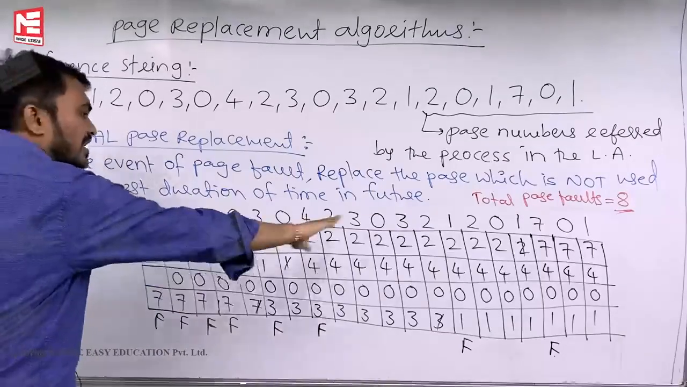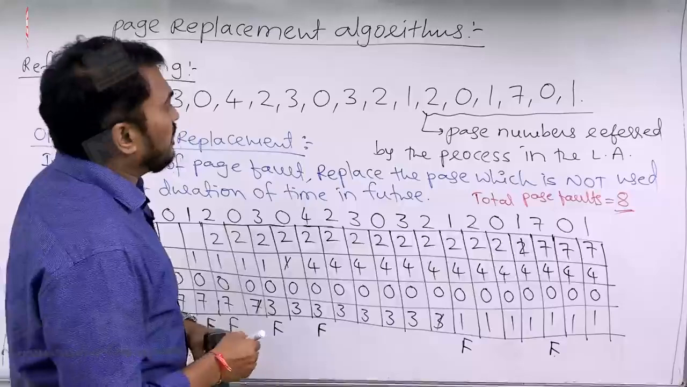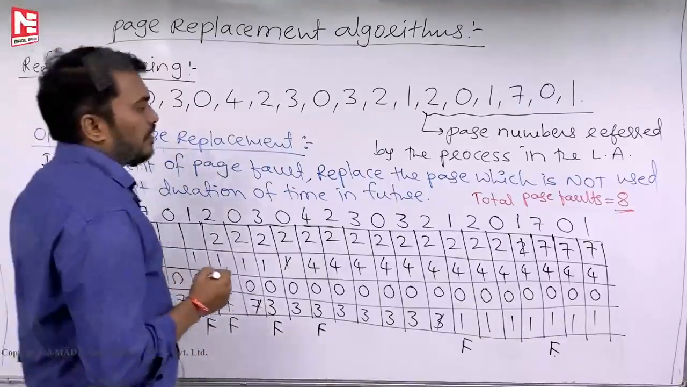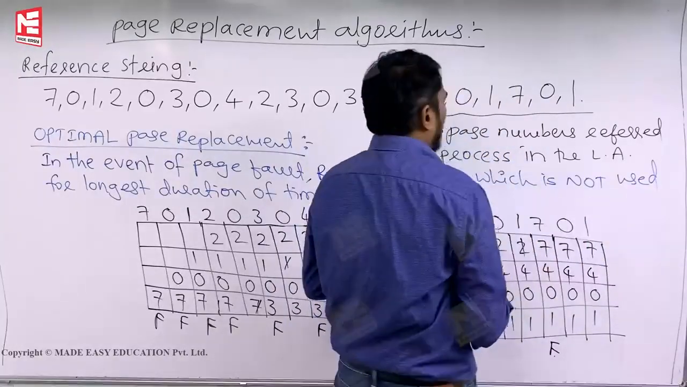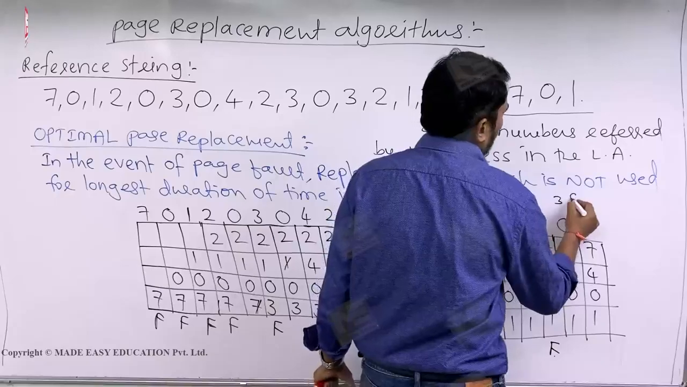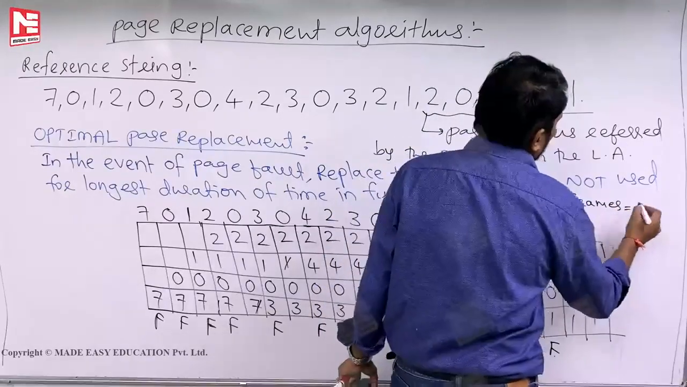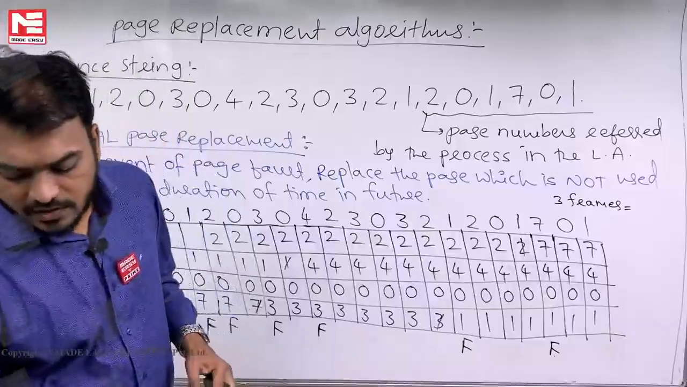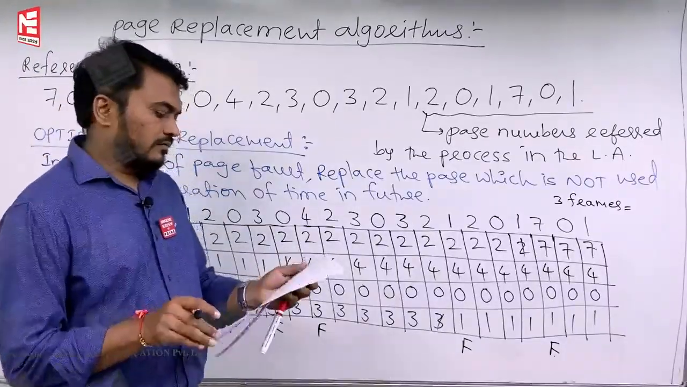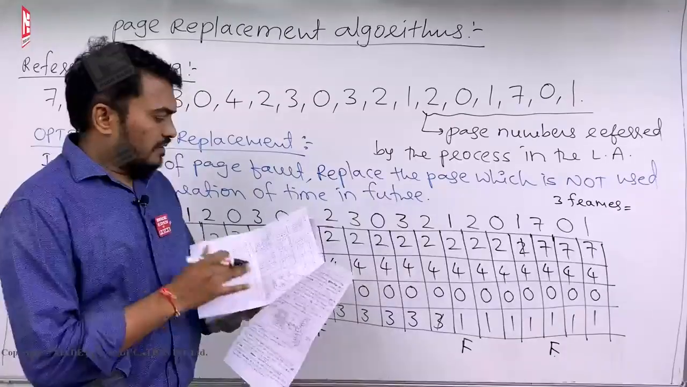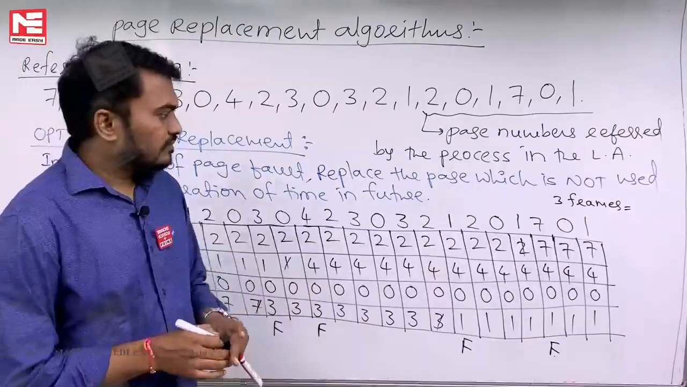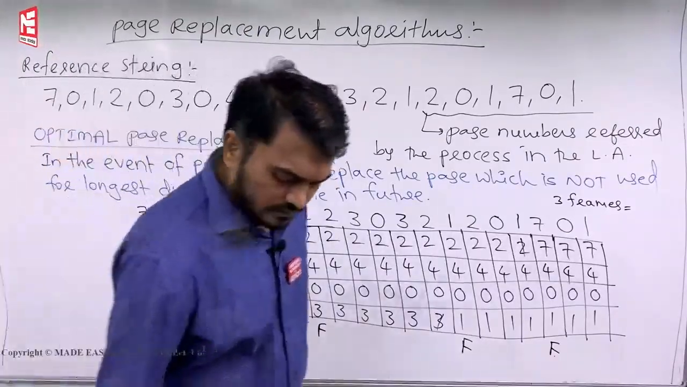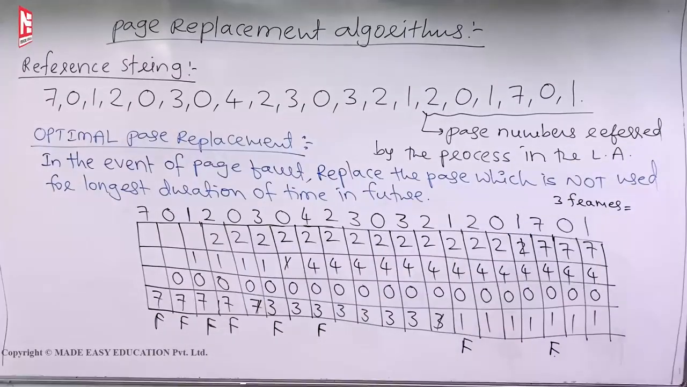Now take the same reference string and solve with 3 frames. आप लोग solve करो 3 frames से. So I'm removing this. Solve with the 3 frames. अभी solve करो. You can pause my video. I'll be live for 5 seconds. I'll wait.